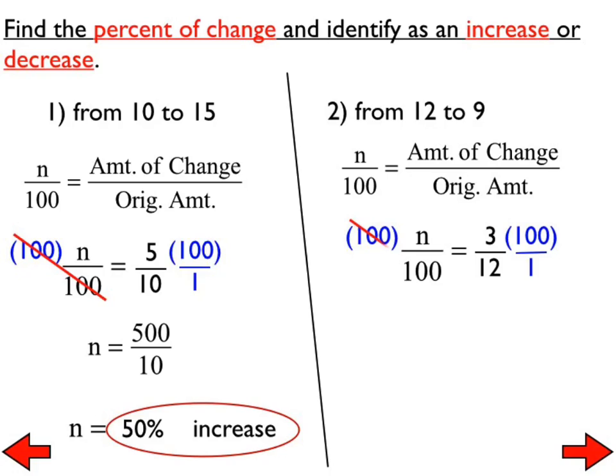But you're going to end up with 300 over 12. 3 times 100 is 300, and 12 times 1 is 12. And when you divide that out, you should end up with 25%. And that is a 25% decrease because we're going from 12 down to 9. The numbers decrease there. All right, let's go to the back side.